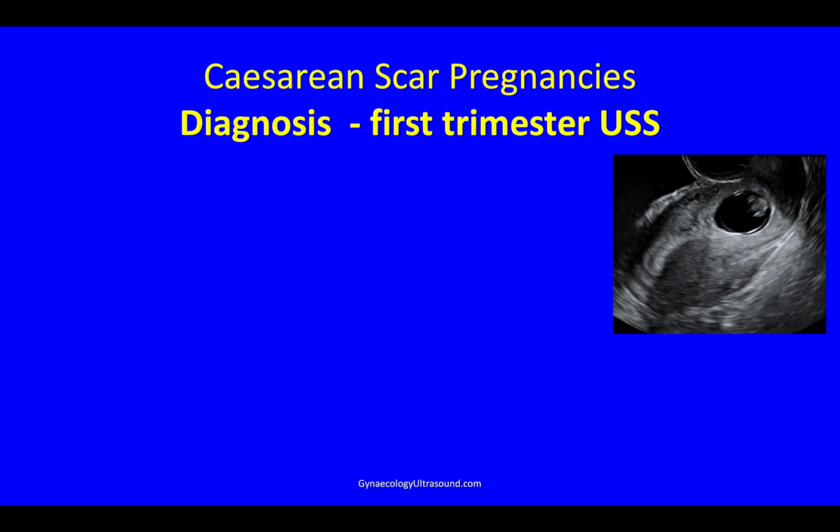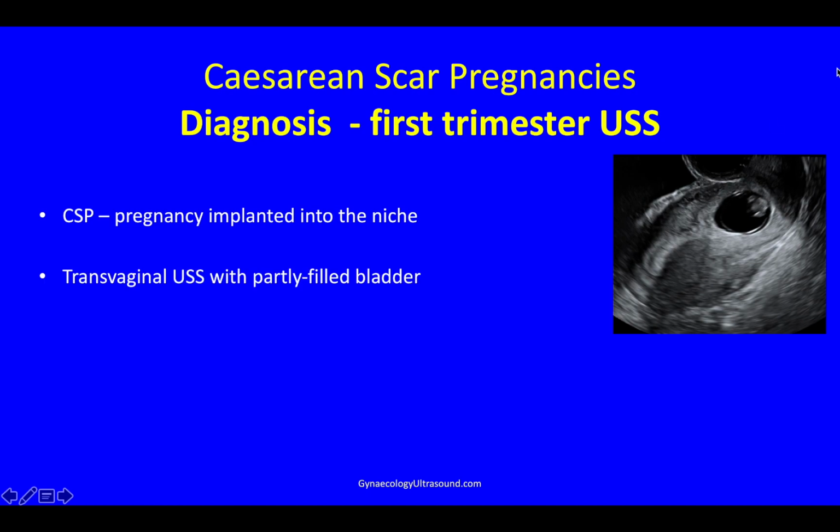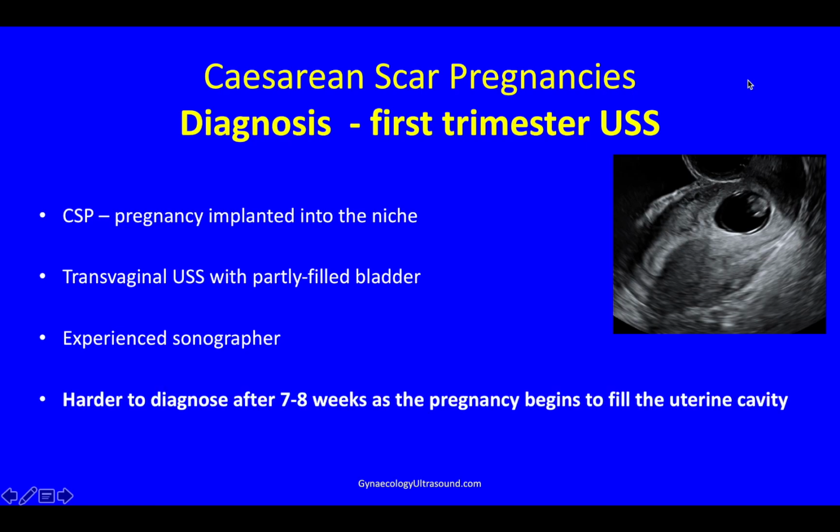It's a diagnosis we make on ultrasound in the first trimester, and it's where a pregnancy is implanted into the niche of the scar, into this deficient scar there. We diagnose this on transvaginal ultrasound with a partly filled bladder so that this part of the anatomy becomes more clear. You have to have some experience, and it's much harder to diagnose after about 7 or 8 weeks, because by that time this pregnancy will fill the endometrial cavity and it becomes much harder to say if it's a scar pregnancy or not.